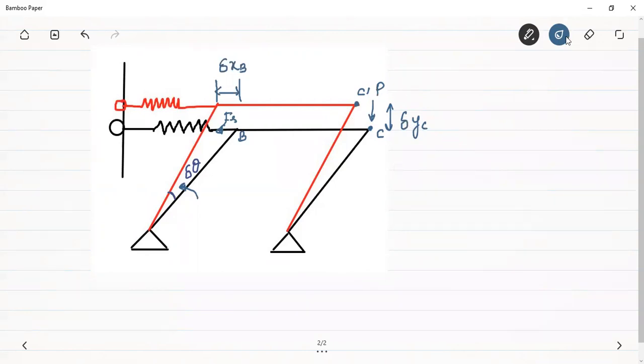So now we can find out the virtual work. So delta U due to this point load and the virtual work due to the spring force. This has to be 0. So we can see that the work done by this P force, since P is acting vertically downwards and our imaginary displacement or the virtual displacement is upwards, therefore this work will be negative work. P is downwards and differential displacement is upwards, therefore.